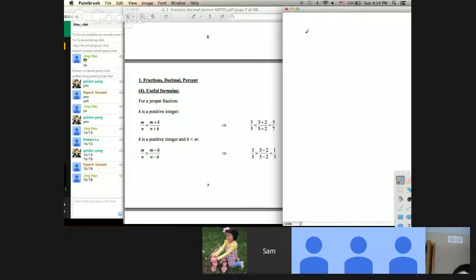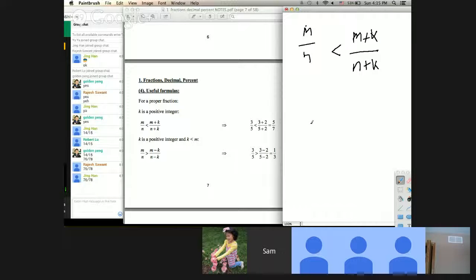So if you have a number m over n, and you add the same number to both the top and the bottom, so m plus k over n plus k. So that's just basically you add the same number to both the top and the bottom. That number would be k. Then this number is always going to be greater than your original number.